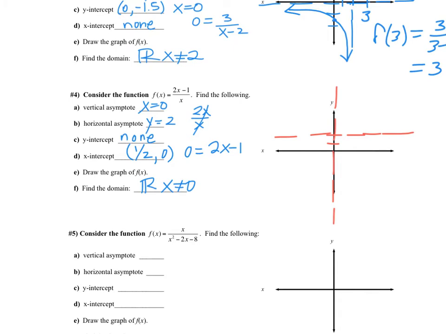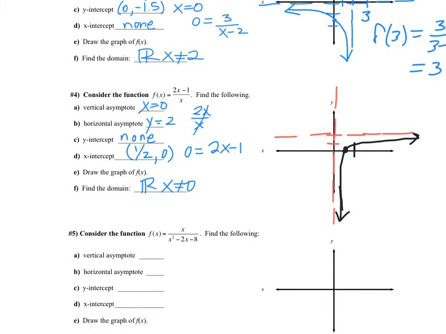We have no y-intercept at all, but our x-intercept is 1/2. So I'm going to go over here and put a 1/2 right here. Now, I know what's happening on that side of the graph. It's going to go through here, and it's going to go right along the asymptotes like that.